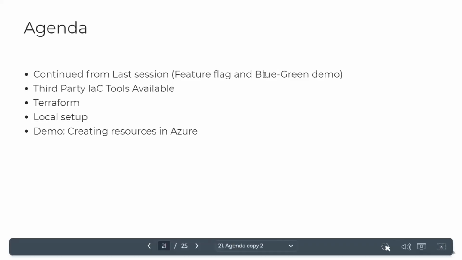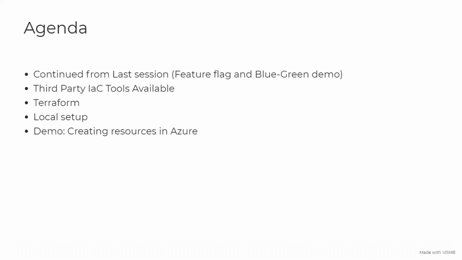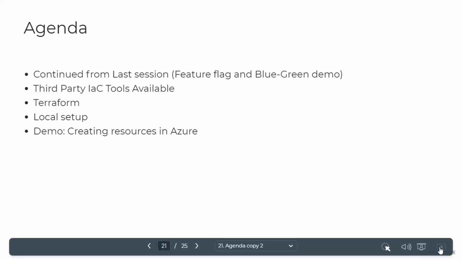Okay, Amos. Maybe you guys can try the blue green one. For the feature flag, yesterday we updated the code in the wrong branch, so that's why we are not able to see anything. So we will quickly see that one.